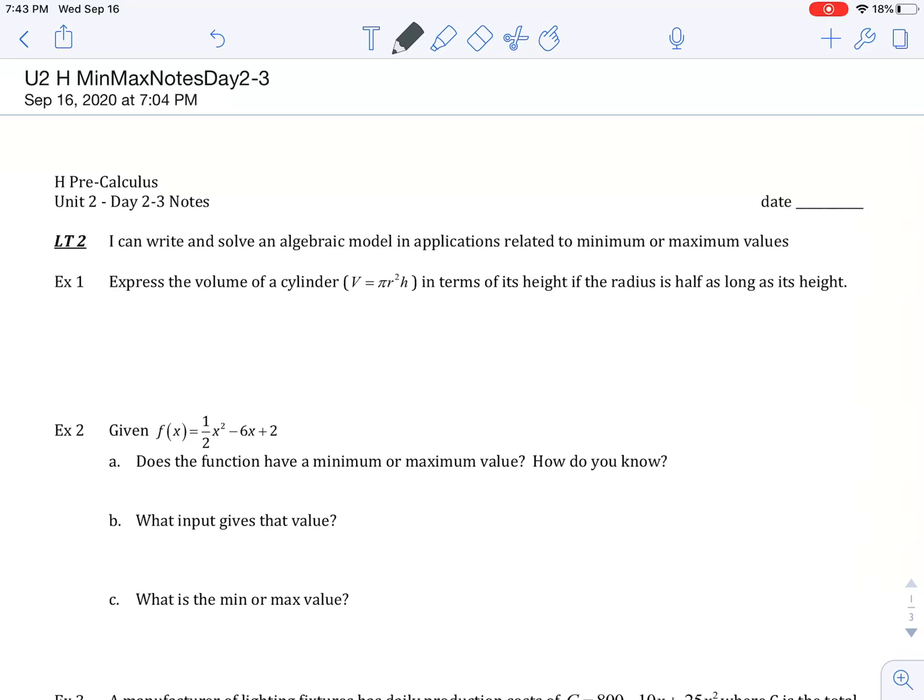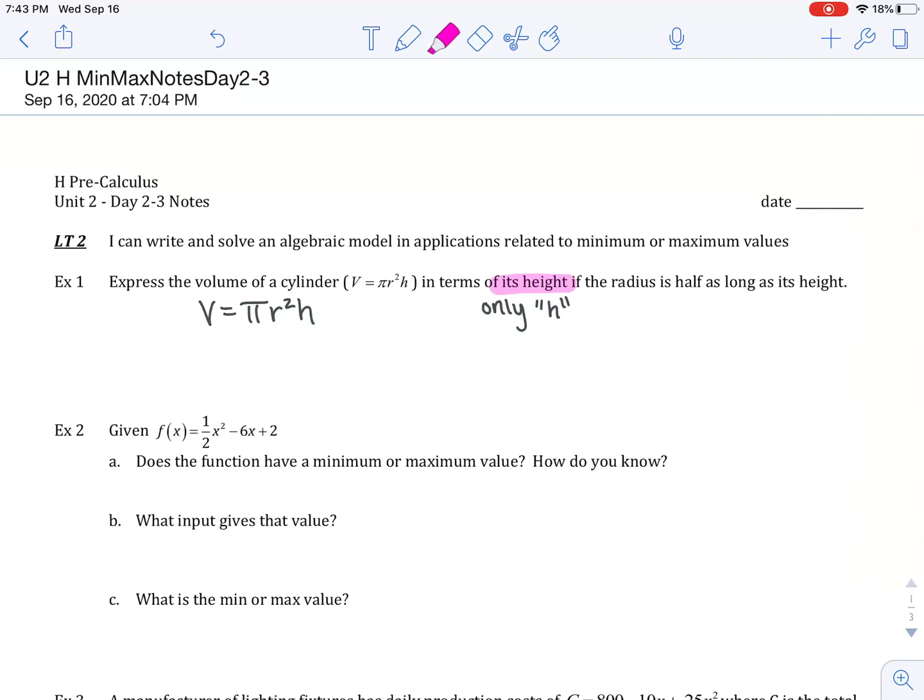So in this one, we're going to find the volume. So I'm going to write down the equation for volume. And then it says in terms of its height. That means I only want h in that volume equation. So we definitely have to get rid of the radius. But then it tells me a lot of this junk about this radius is half as long as its height.